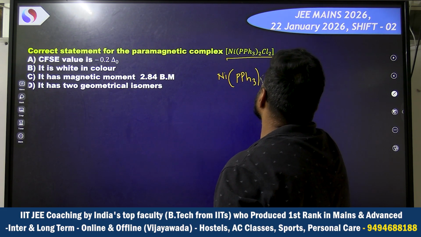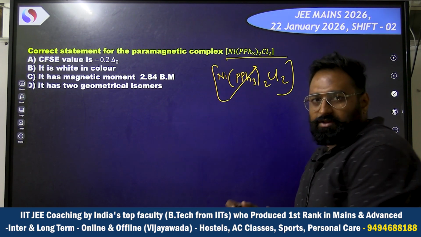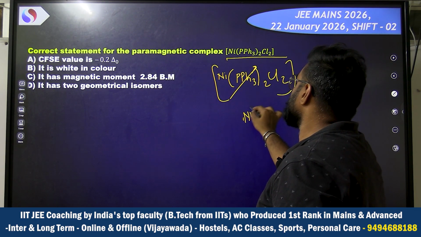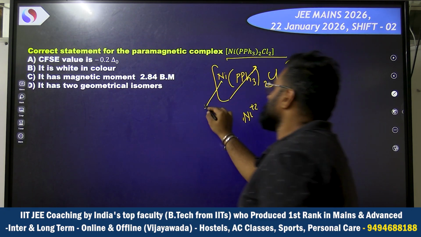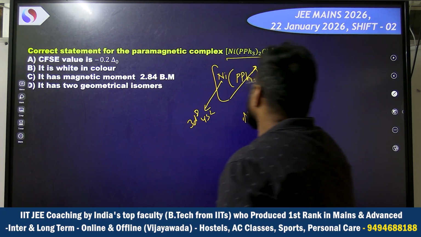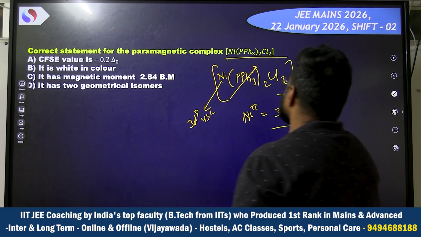NiPPH3 whole twice Cl2. So this is a neutral complex. Matlab nickel oxidation state is +2. Nickel is 3d8 4s2. When we talk about +2, it is 3d8 4s0.